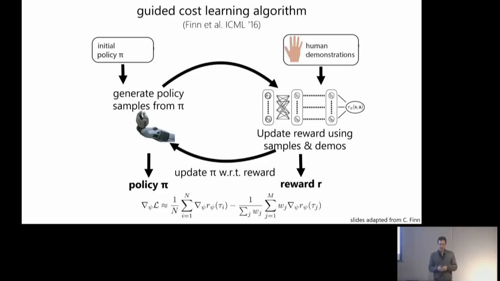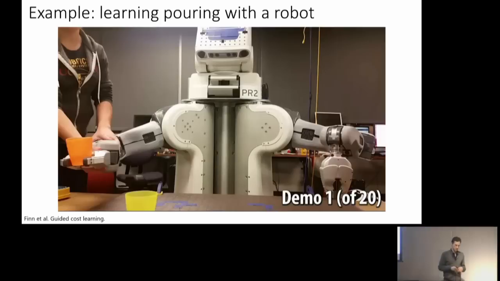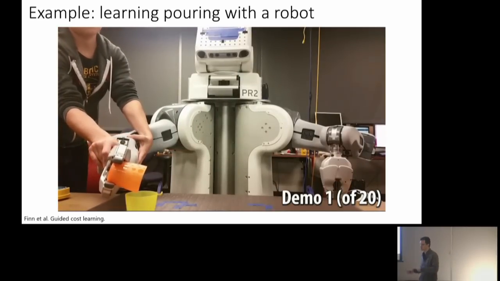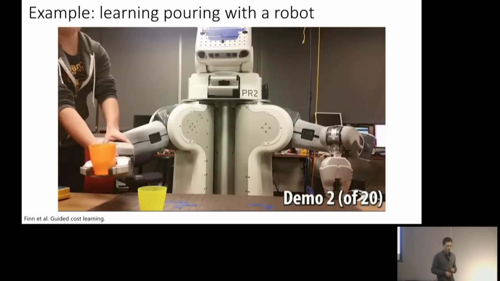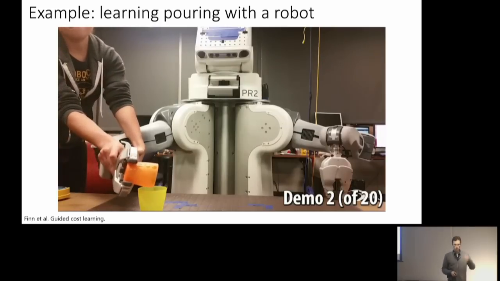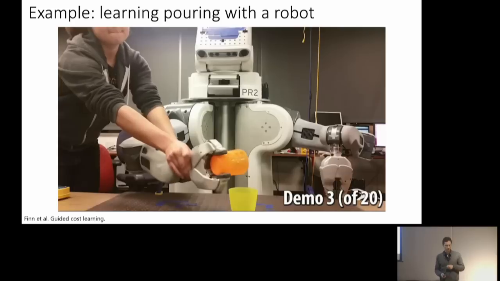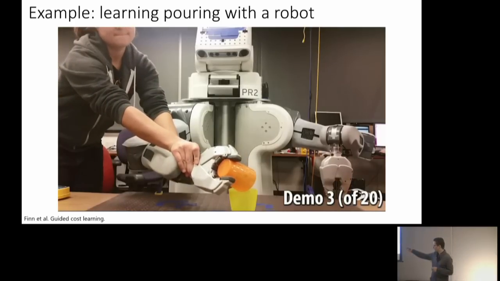So let's see this algorithm in action. Let's see kind of what it does. Here is an example evaluation with a robot. This is the process of giving demonstrations. So here, a person actually guides the robot's arm to generate those example trajectories that we're going to use to compute the states at which we maximize the reward. And here the demonstrations are given for a few different positions of this cup. So this person is trying to teach the robot to pour things into a cup.